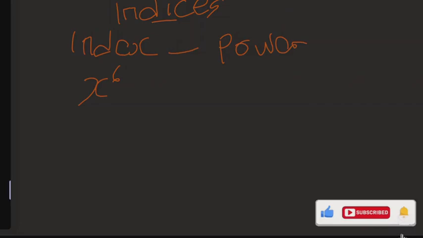So talking about indices, I'll just do a brief introduction. What is indices? Indices is a plural form of the word index, which means power. By power, this is what we mean: x raised to the power of 6. The 6 over here is the power, and the x is the base. So the base is x and the power is 6. That's basically, in a nutshell, what indices mean.